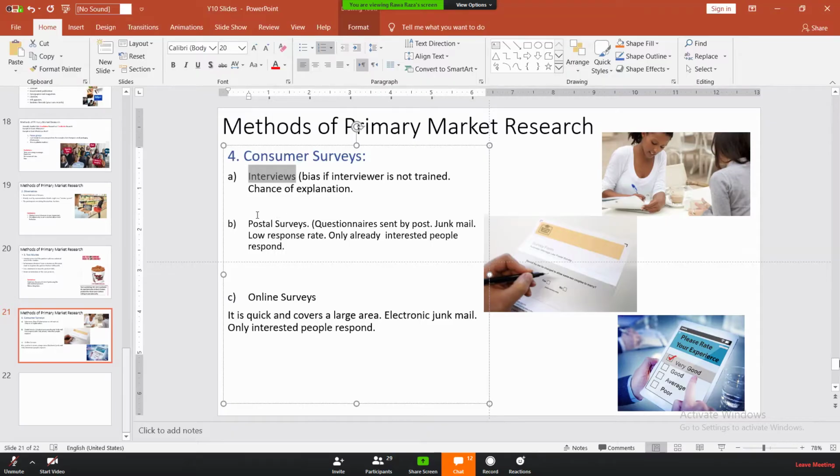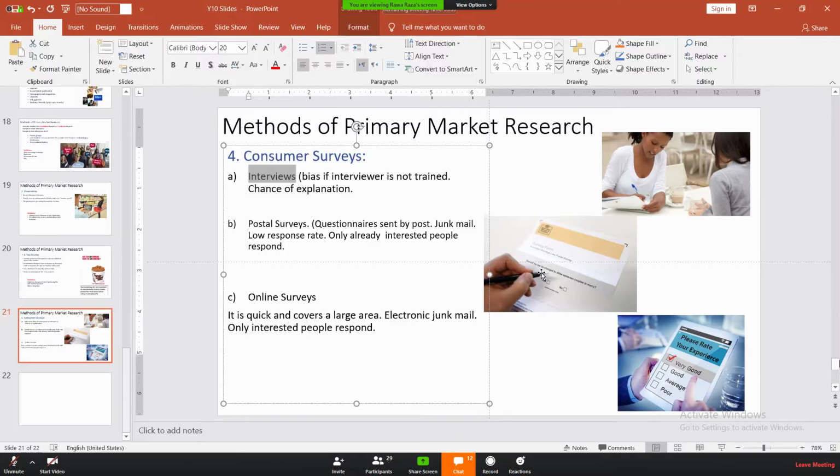Yeah. So second, we have postal surveys, which is the same concept, but instead of somebody going to people physically to ask the questions, you would post it to them. So using the postal service, it's a letter that contains the questionnaire. People receive it at their home or working place. They open it up, and then they would answer the questions, and they have to mail it back to the business.